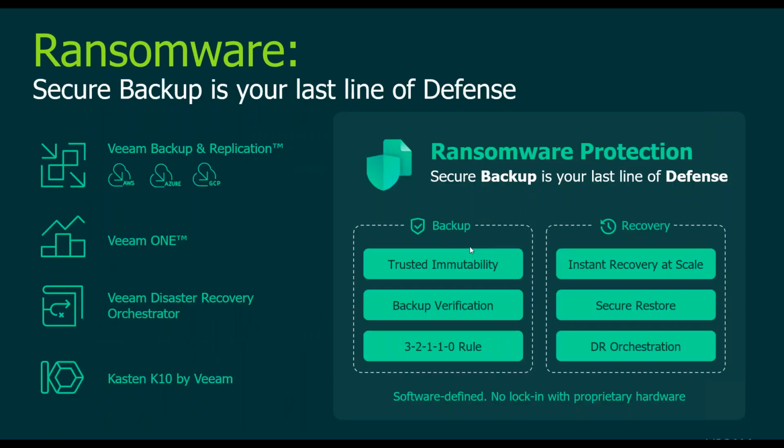And again, so back to Veeam trusted immutability. We have immutability across all of our various data types. We're verifying that your backups are able to be restored. And we're making sure when we talk to customers, we make sure that they're following the 3-2-1-1-0 rule. So 3 copies of your data on 2 different media types, 1 that's offsite, 1 that's immutable, and 0 errors. So making sure 0 errors are there.